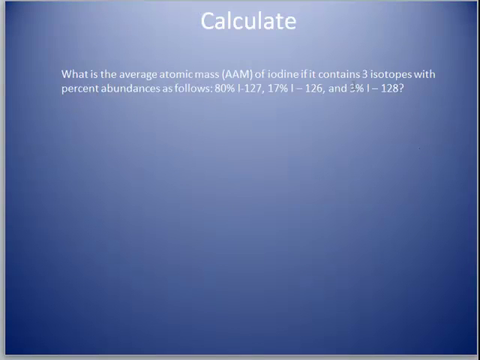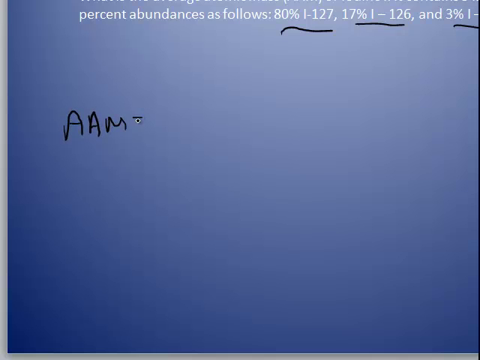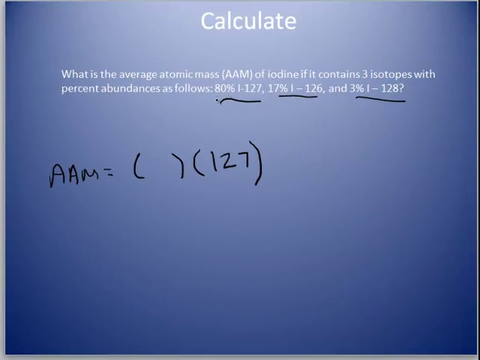What is the average atomic mass of iodine if it contains three isotopes with abundances of 80%, 17%, and 3%? So let's set up the equation. Average atomic mass is equal to, now we want to do 80% times the mass number 127. And remember, when we write percentages in decimal form, you simply move the decimal place over 2 places to the left. That's the same as dividing by 100, because you want to put the percentage in decimal form when you use it in a math problem.